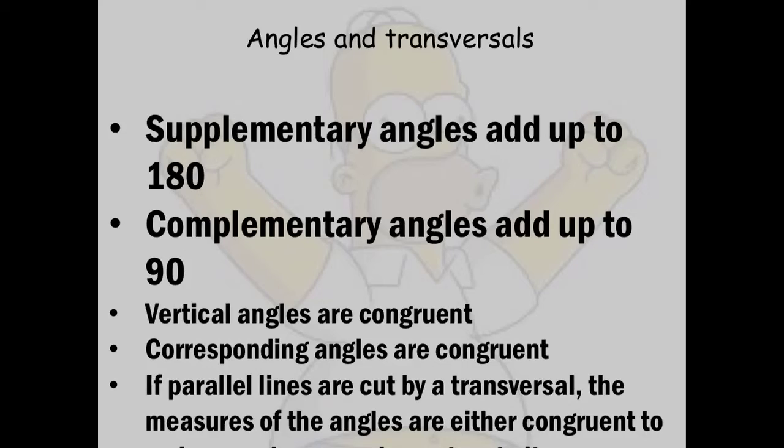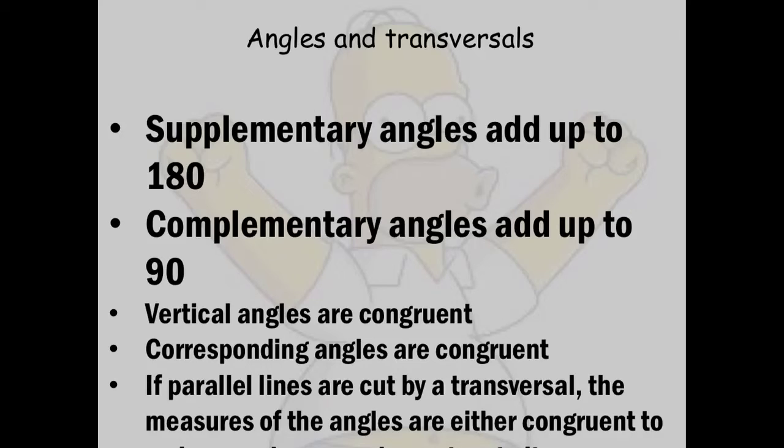Next, we need to learn about angles and transversals. And a key concept is the vocabulary words supplementary and complementary. Supplementary angles are two angles that add up to 180 degrees. Complementary angles are two angles that add up to 90 degrees.